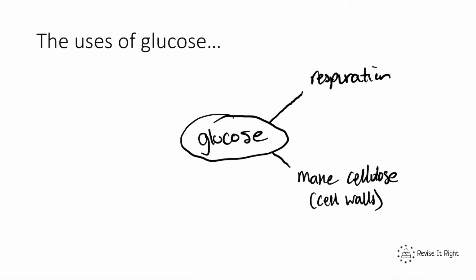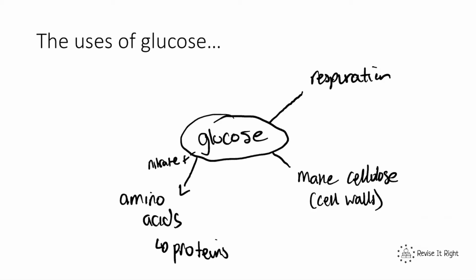Another use of the glucose is to be converted into amino acids. So it's combined with nitrate ions. So nitrate ions plus the glucose combine to make amino acids. And then these amino acids form to make proteins. You'll remember from a previous video that proteins are made up of amino acids. So the amino acids form to make proteins.